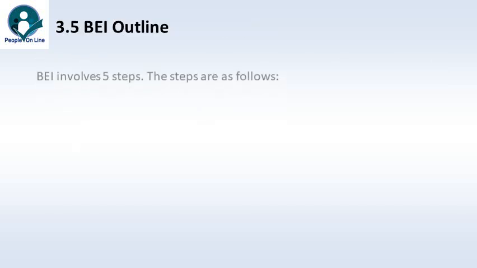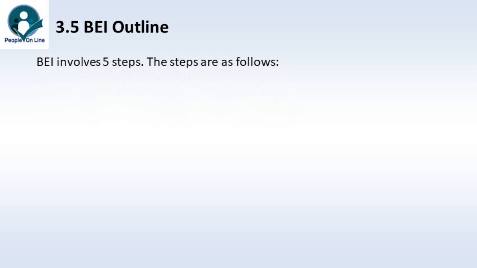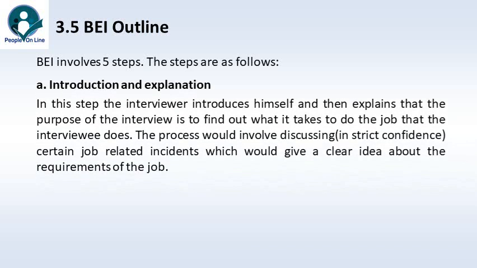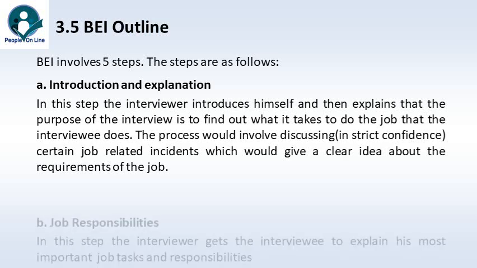BEI outline. BEI involves 5 steps. The steps are as follows. A. Introduction and explanation. In this step, the interviewer introduces himself and then explains that the purpose of the interview is to find out what it takes to do the job that the interviewee does. The process would involve discussing, in strict confidence, of course, certain job related incidents which would give a clear idea about the requirements of the job.